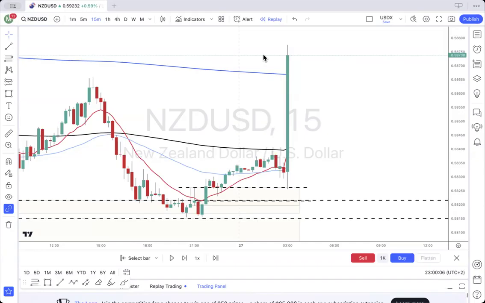I'm trying to show you where your entries were going to be, and how you were going to wait for those entries. So you are using price action, no indicator involved, just price action. And I'm not saying indicators are wrong.